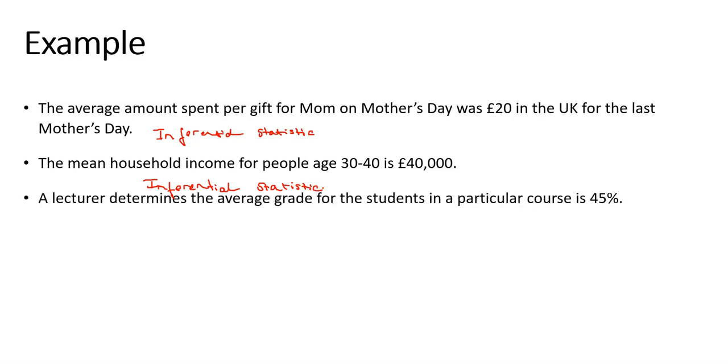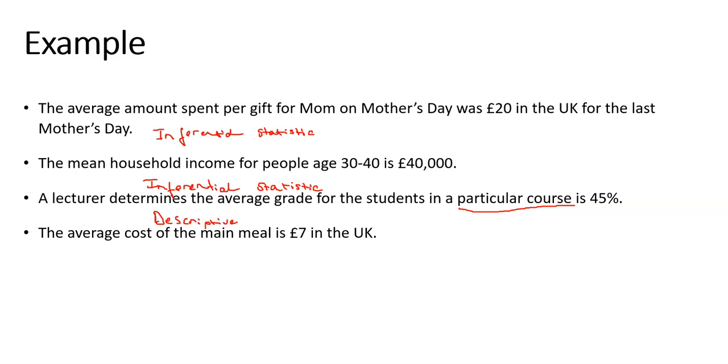How about a lecturer determines the average grade for the students in a particular course is 45%. This is descriptive statistics because you only give information about that group of students. You don't generalize it. We talk about a particular course. So this is descriptive. It doesn't infer or generalize something.